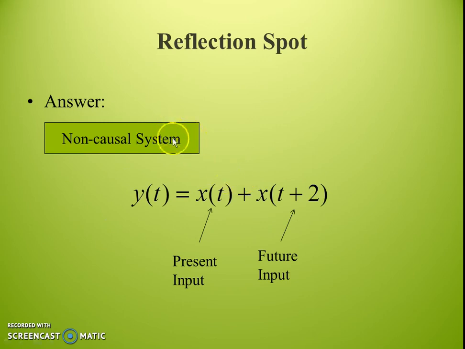Alright, let's try to understand the previous question. As we can see, x of t is the present input, whereas x of t plus 2 actually is the future input. And according to the definition of causality, a causal system does not depend on the future inputs. So we can see this system is a non-causal system.